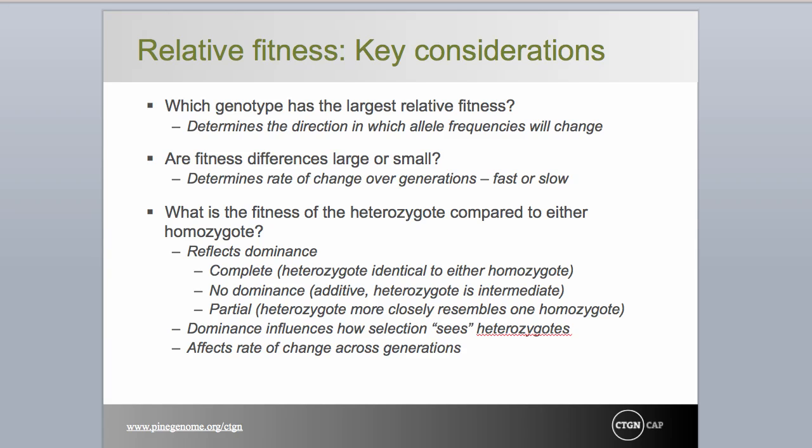Relative fitness is quantified as the average number of surviving progeny of a particular genotype compared with the average number of surviving progeny of competing genotypes after a single generation. The fitness of the heterozygote relative to that of either homozygote describes the concept of dominance, or gene action. Thus, we define gene action as being additive, dominant, or partially dominant, important concepts in that dominance influences how selection sees genotypic effects.